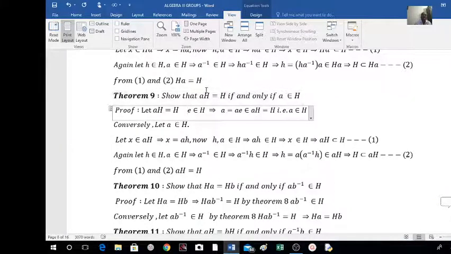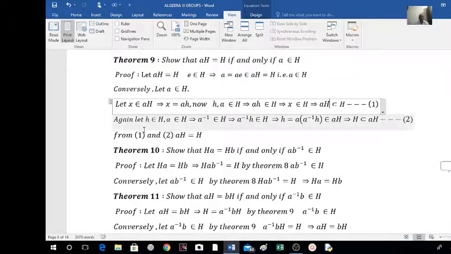Conversely, I will take A belongs to H. I will try to show that AH is equal to H. In the similar way as we have proved in theorem 8, we prove that AH is a subset of H and H is a subset of AH. So here, conversely, let A belong to H. First, I will show that AH is a subset of H. For that, I will consider an element, say X belongs to AH.